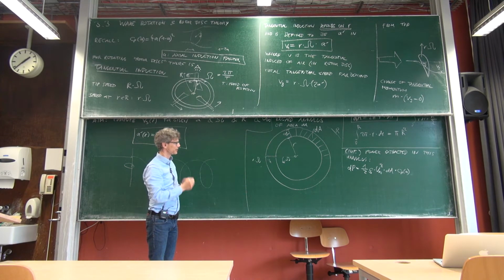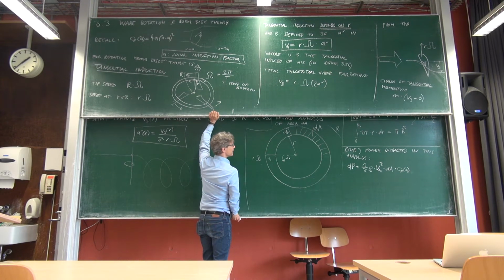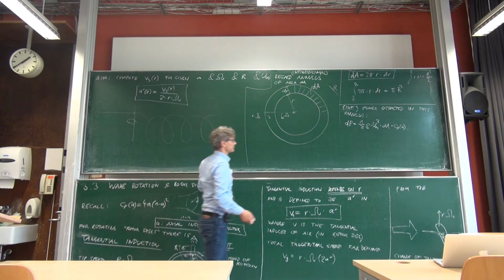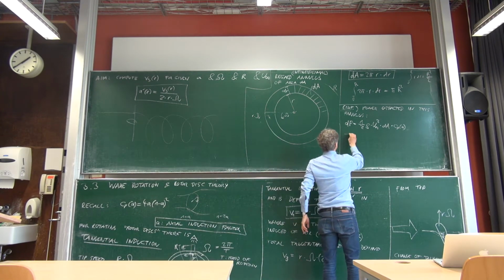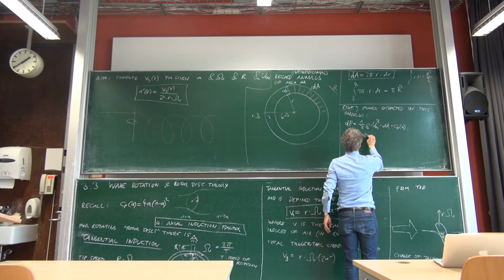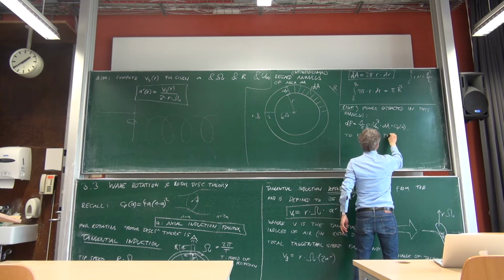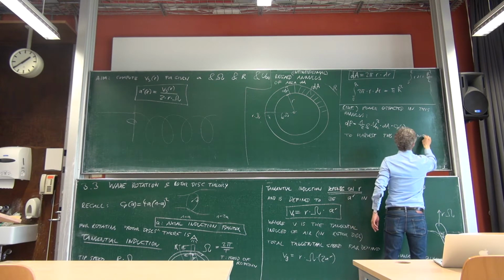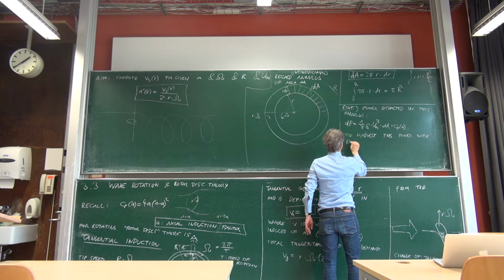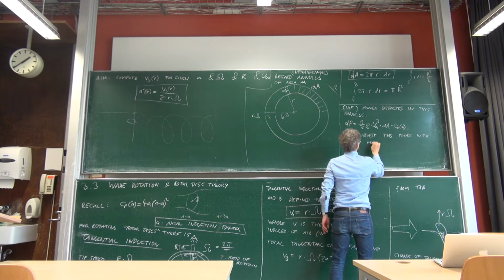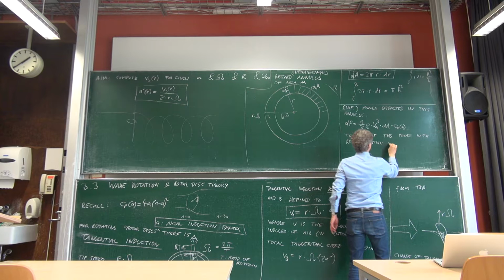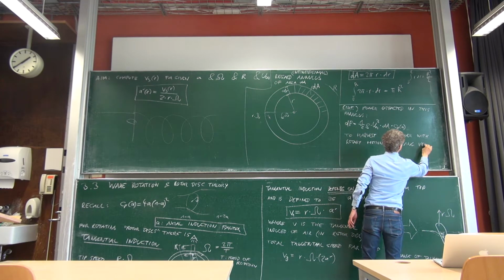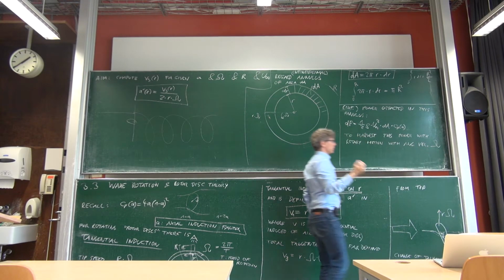So the question is how can I harvest this power? To harvest exactly this power with a rotary motion with angular velocity omega, we need a torque.